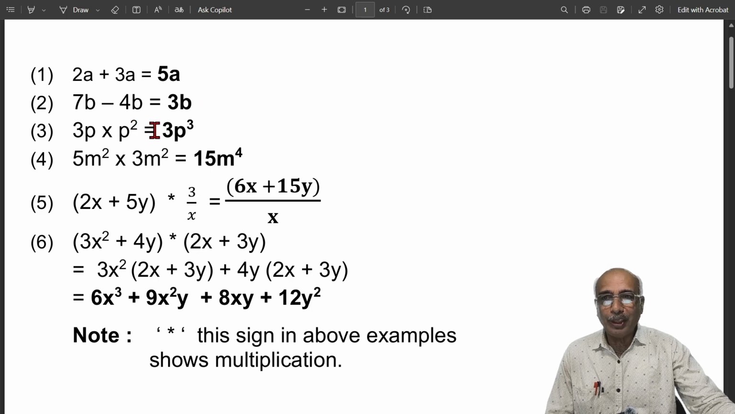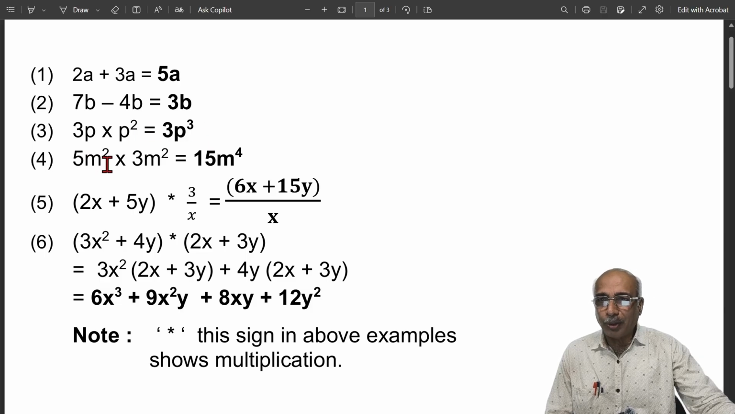3p into p square equals 3 into p cube. Why p cube here? Because by laws of indices, p into p square equals p raised to power 1 plus 2 equals p raised to power 3.